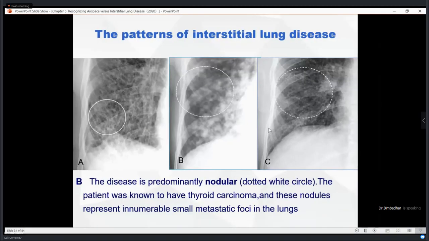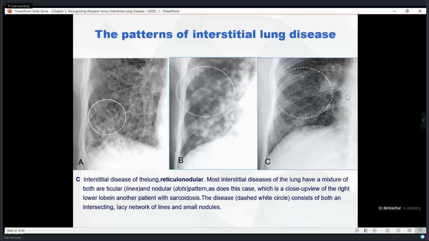Now when we look at this third image here, you see there are small dots.